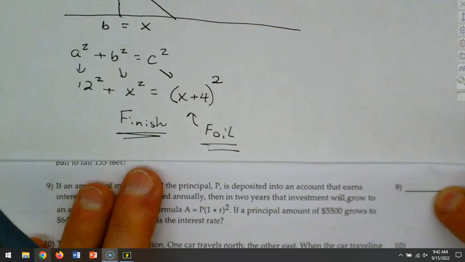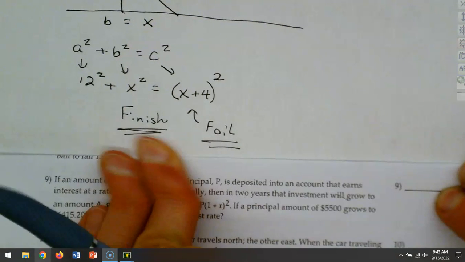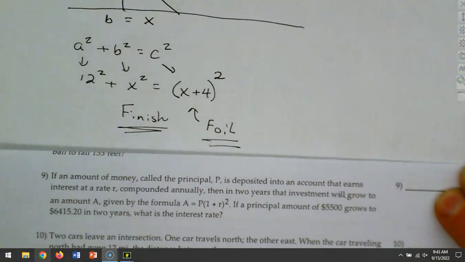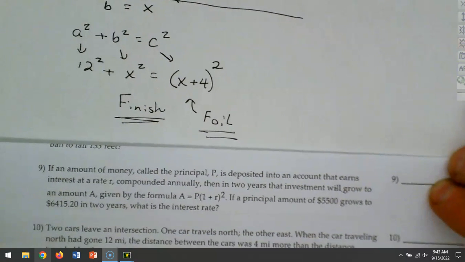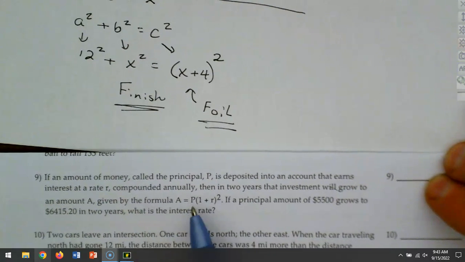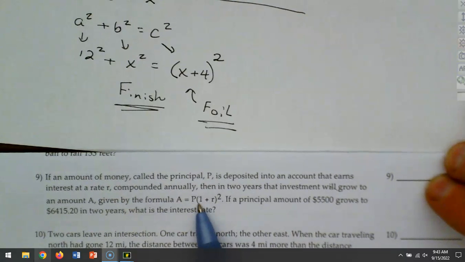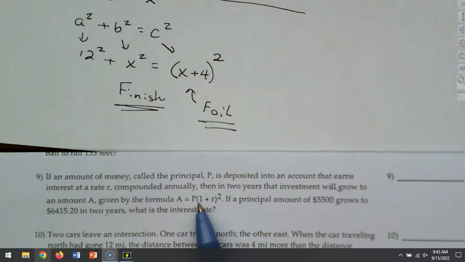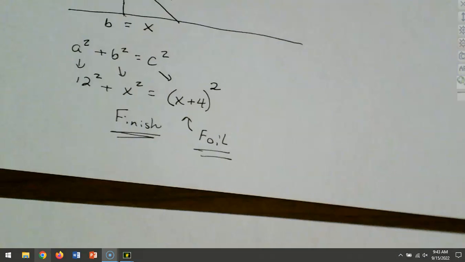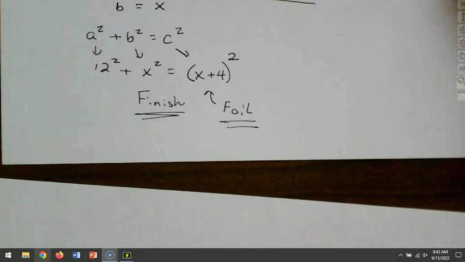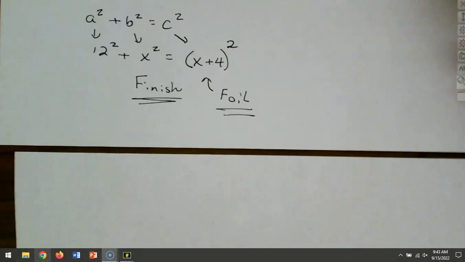Okay. Now, it seems like there's a lot to do here, but there's really not. All we have to do when I see a question like this is I see, all right, I have a formula here. So I'm going to be using this formula. And all I need to do is figure out what piece goes where in this formula. So we're going to write up the formula, and we're going to label the pieces, and we're going to figure out what goes where.